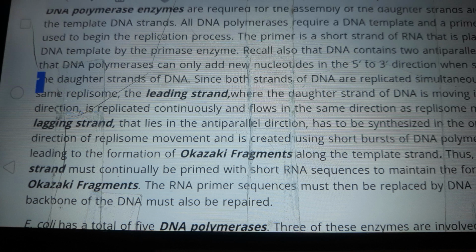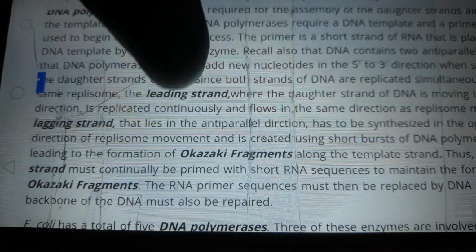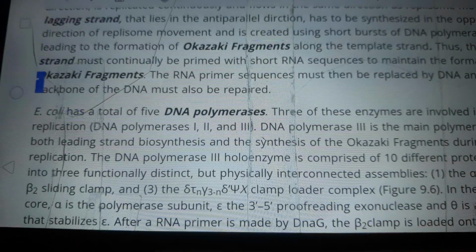The lagging strand that lies in the antiparallel direction has to be synthesized in the opposite direction of replisome movement and is created using short bursts of DNA polymerase activity, leading to the formation of Okazaki fragments along the template strand. Thus, the lagging strand must continually be primed with short RNA sequences to maintain the formation of the Okazaki fragments.